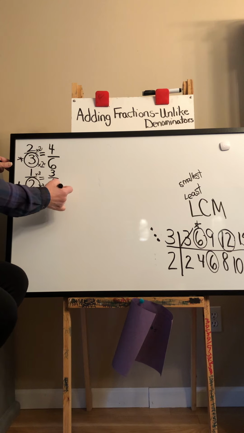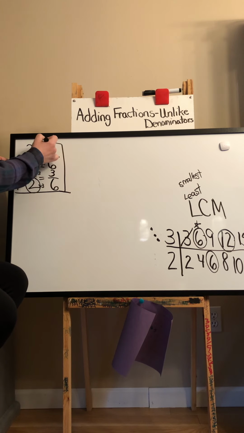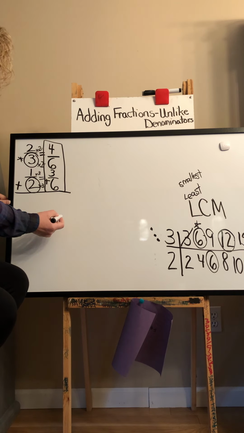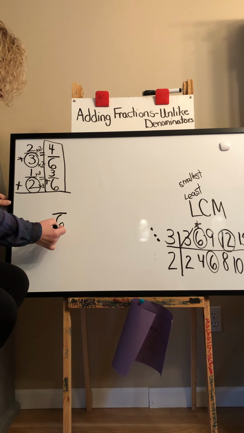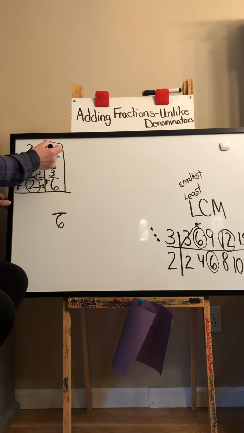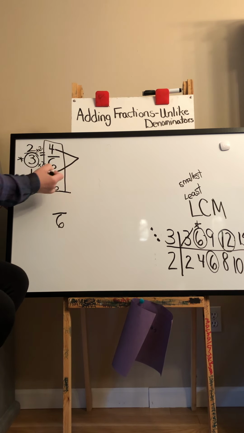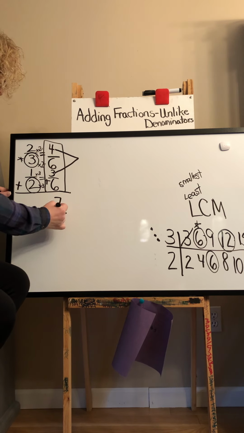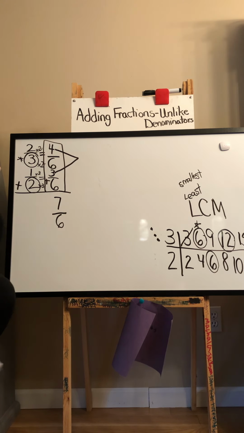So now I have my new problem with my 2 fractions with common denominators. My common denominator is 6. So the rule is now I can add the numerators. 4 plus 3 is 7. So now what can I do? 7/6 is the answer, but it is a top-heavy improper fraction.